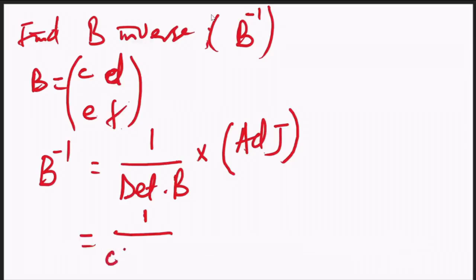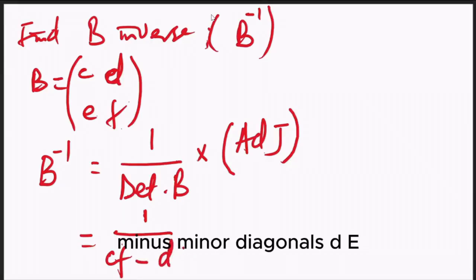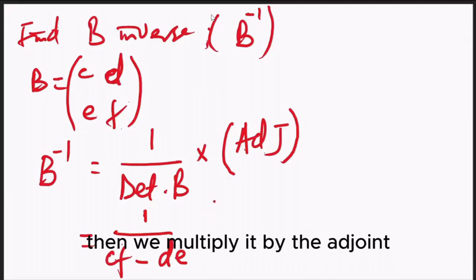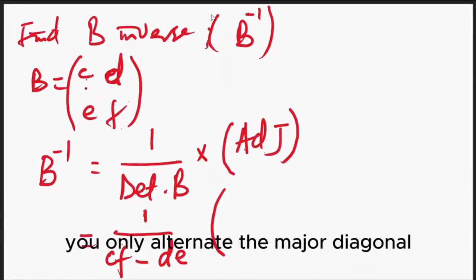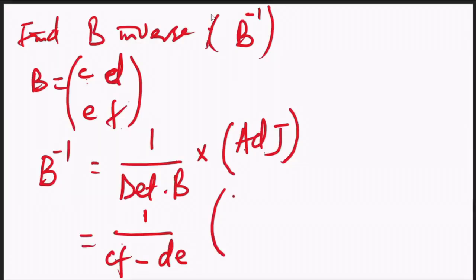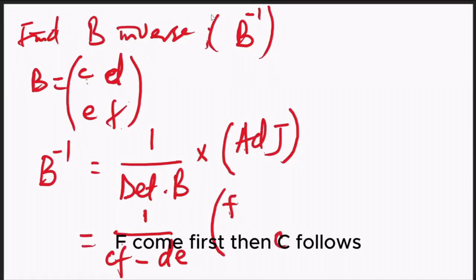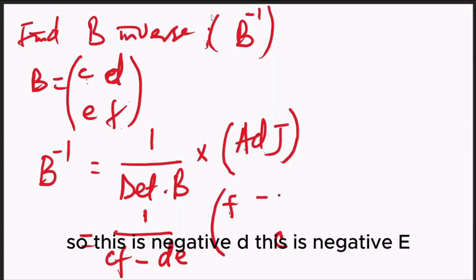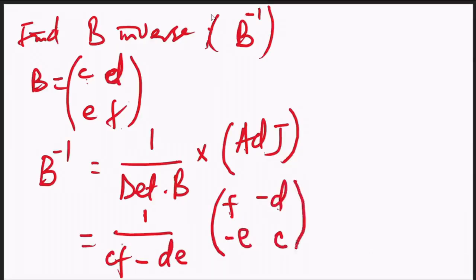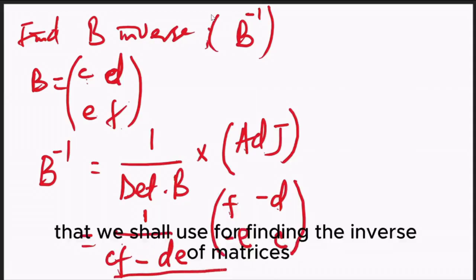Major diagonal is C, F, minus minor diagonal is DE. Then we multiply it by the adjoint. Adjoint we get from the formula. You only alternate the major diagonal. F comes first, then C follows. Then in the minor diagonal, you change their signs. So this is negative D, this is negative E. So this is the formula that we shall use for finding the inverse of matrices.